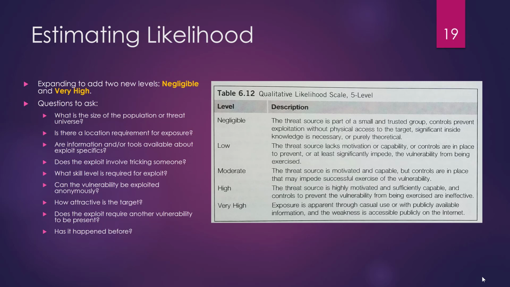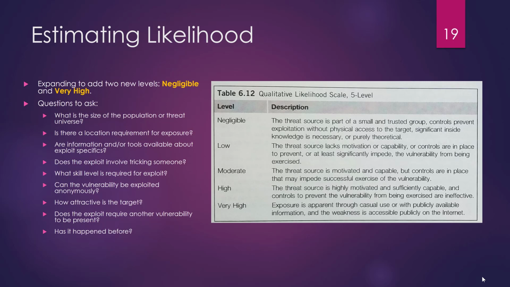All right, let's move on. Why don't we take likelihood, and we're going to add 2 levels to this. Not 1, but 2: negligible and very high. Okay? And again, you can see a series of questions that you might ask that help narrow this down, and you see how we've mapped this into a scale.